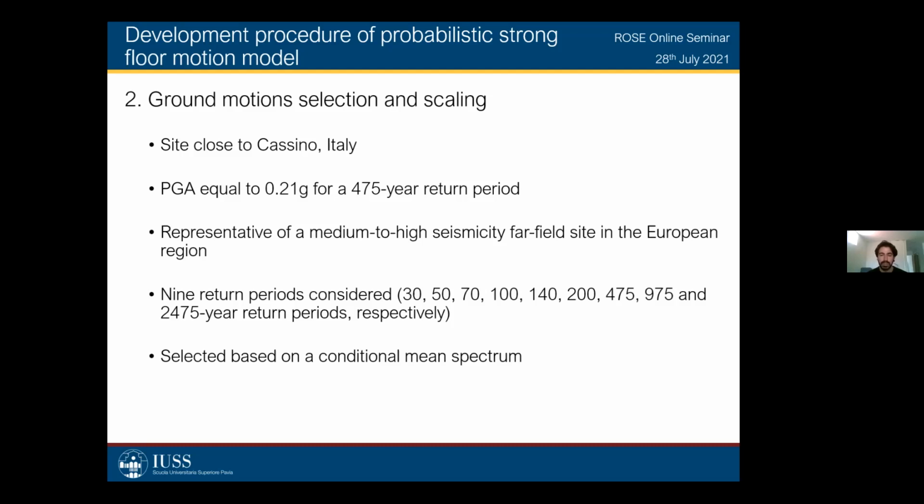As I was also explaining before, since we are dealing with non-structural elements, we also need to consider several hazard levels, because we want to assess the performance of the non-structural elements at different limit states. So 9 different return periods were considered, namely 30, 50, 70, 100, 140, 200, 475, 975, and 2,475 year return periods respectively. And the selection of the ground motions was based on a conditional mean spectrum.